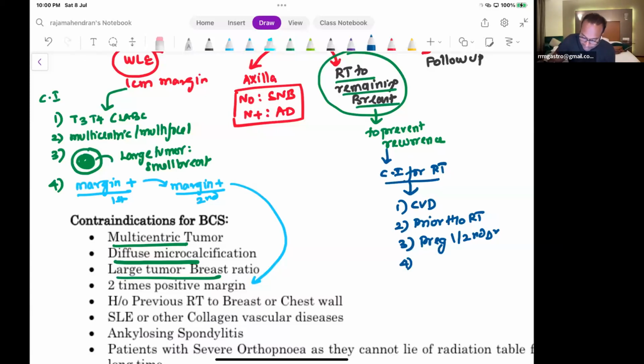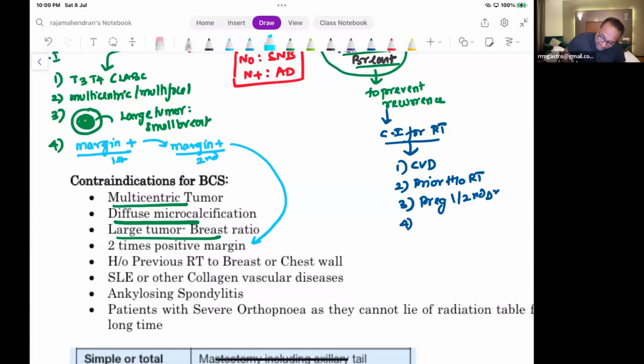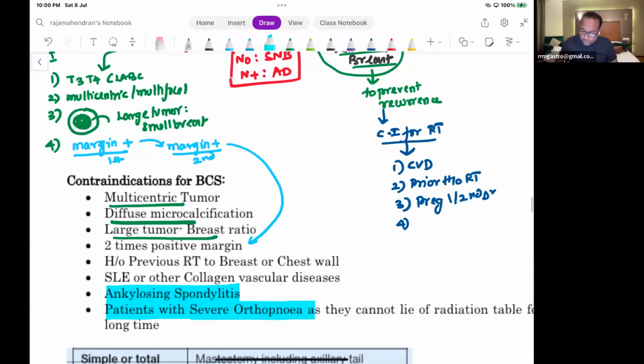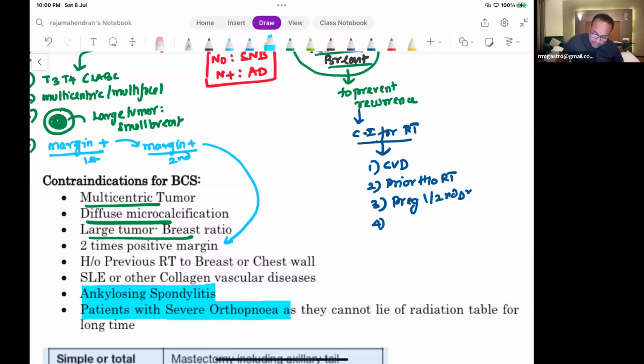Number 4, very important, if your patient you cannot put for radiotherapy. அதாவது அவனை படுக்கவே வைக்க முடியாது. யாரை படுக்க வைக்க முடியாது? ankylosing spondylitis இருக்கவன நேரா படுக்க வைக்க முடியாது. அதே மாதிரி நேரா படுத்தா மூச்சு வாங்குறவங்களுக்கு பண்ண முடியாது. So when the patients having severe orthopnea, they cannot lie down flat. Ankylosing spondylitis, they cannot lie down flat for long time to get the radiotherapy. So these are all patients you cannot do radiotherapy. So these are the new points: ankylosing spondylitis and severe orthopnea.